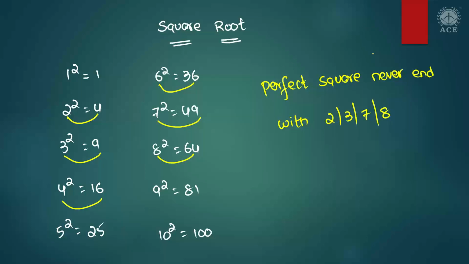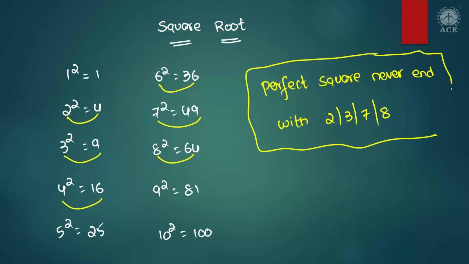A perfect square never ends with 2, 3, 7, 8. If there is any number whose square is taken, it will never end with 2, 3, 7, 8. In CTS company, they ask questions related to this also.